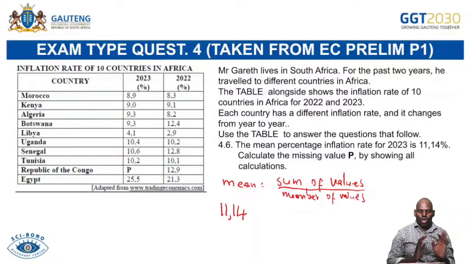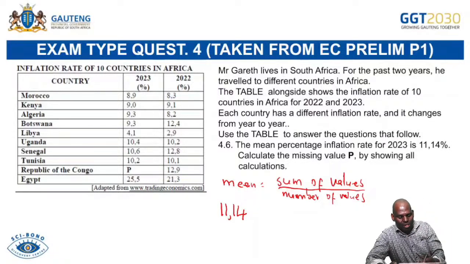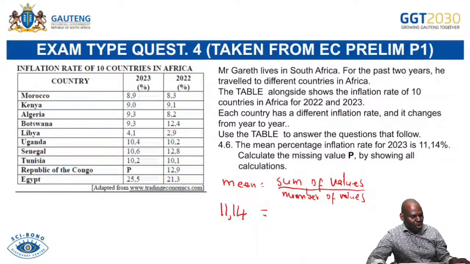I'll advise you to ignore the percentage sign for now. 11.14. We are working with percentage. So we say the sum. We are going to add up all these values. We're going to add up 8.9.